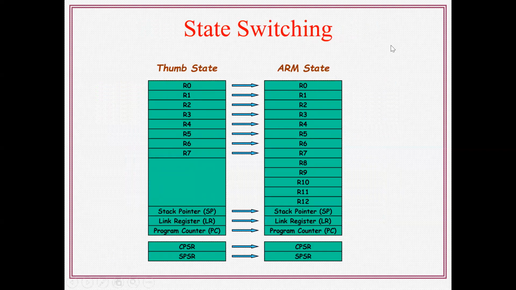So this is state switching, a one-to-one mapping. R0 is mapped with R0, R1 is mapped with R1. Whenever it's switching from Thumb mode to ARM mode, automatically R0 to R7 are mapped with R0 to R7 of ARM state. SP is mapped with SP, link register is mapped with link register, program counter is mapped with program counter, and CPSR and SPSR are also mapped with CPSR and SPSR. That is state switching.